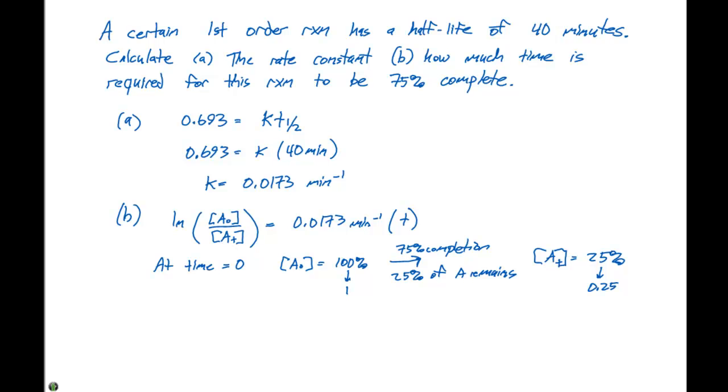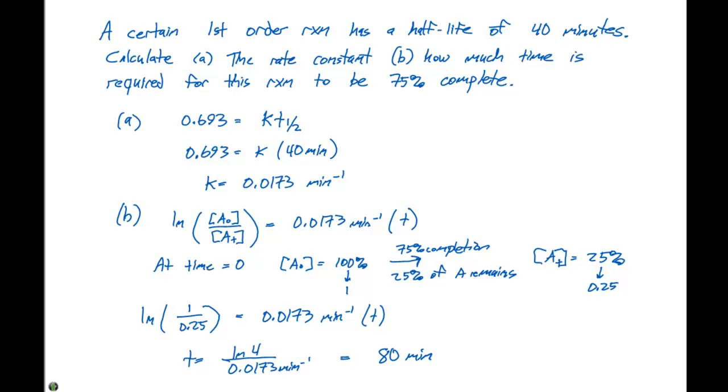Okay, so now we'll go and use the rate law. Our initial concentration of A is going to be 1. Our concentration at any time t is 0.25 in this case. That's going to equal 0.0173 minutes to the -1 power times t. We solve for t, which is going to be the ln of 4 divided by 0.0173, and that's minutes to the -1 power. And if we do the math here, we're going to get 80 minutes.